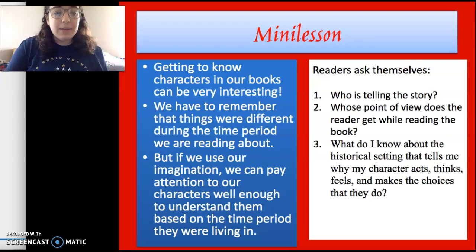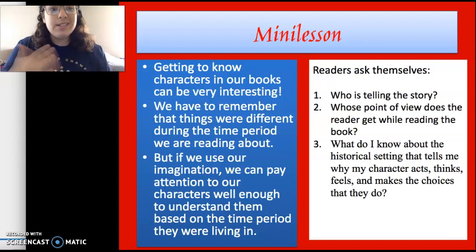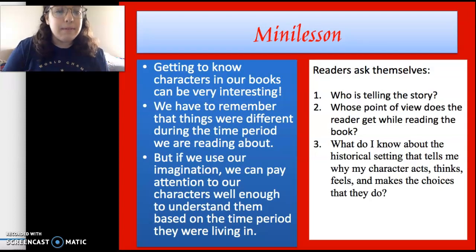Thinking about that timeline you're looking at, and how what's going on in history fits in with our person, is super important when reading historical fiction. The setting and the time period are super important for you to realize and remember. It does take a little bit of imagination to think about what it would really be like during that time, so we can understand our character well enough to understand what they're going through, what they might be feeling, what they might be thinking, and why they're doing the things that they are.